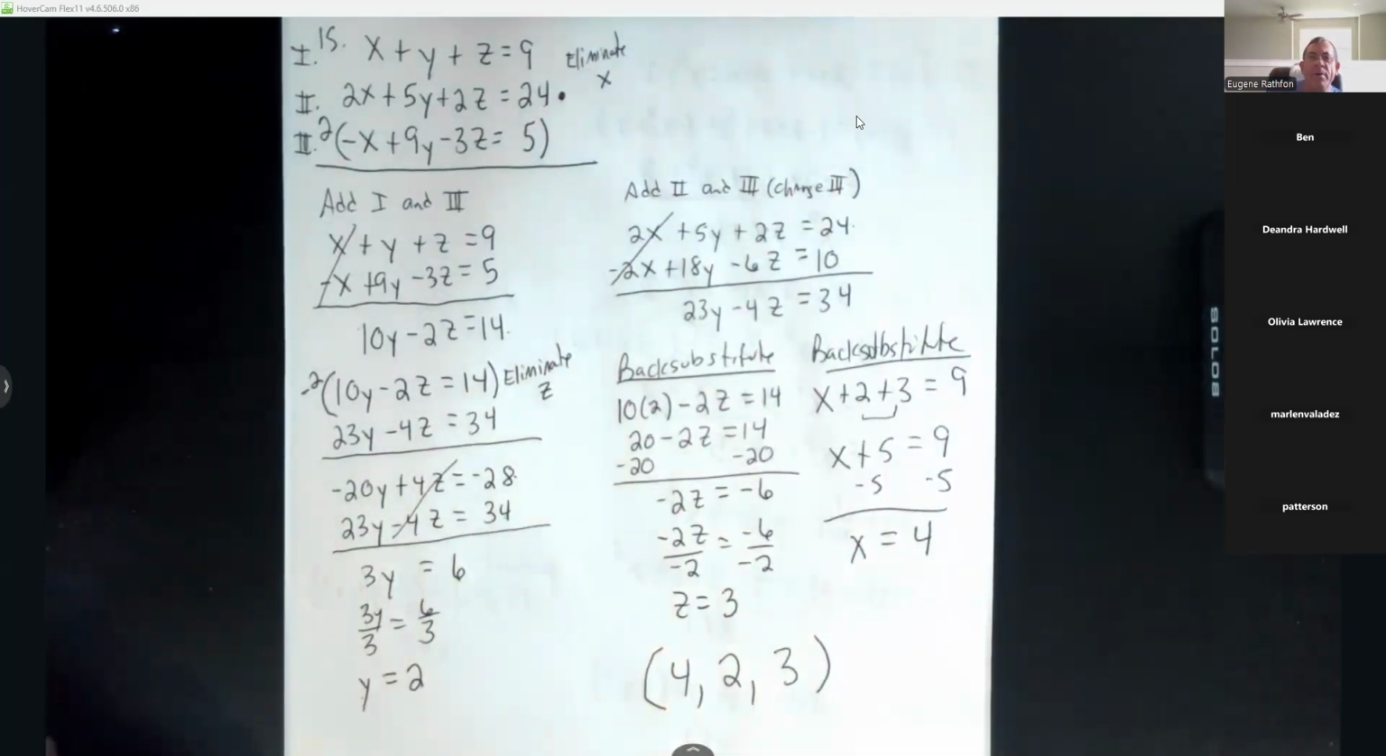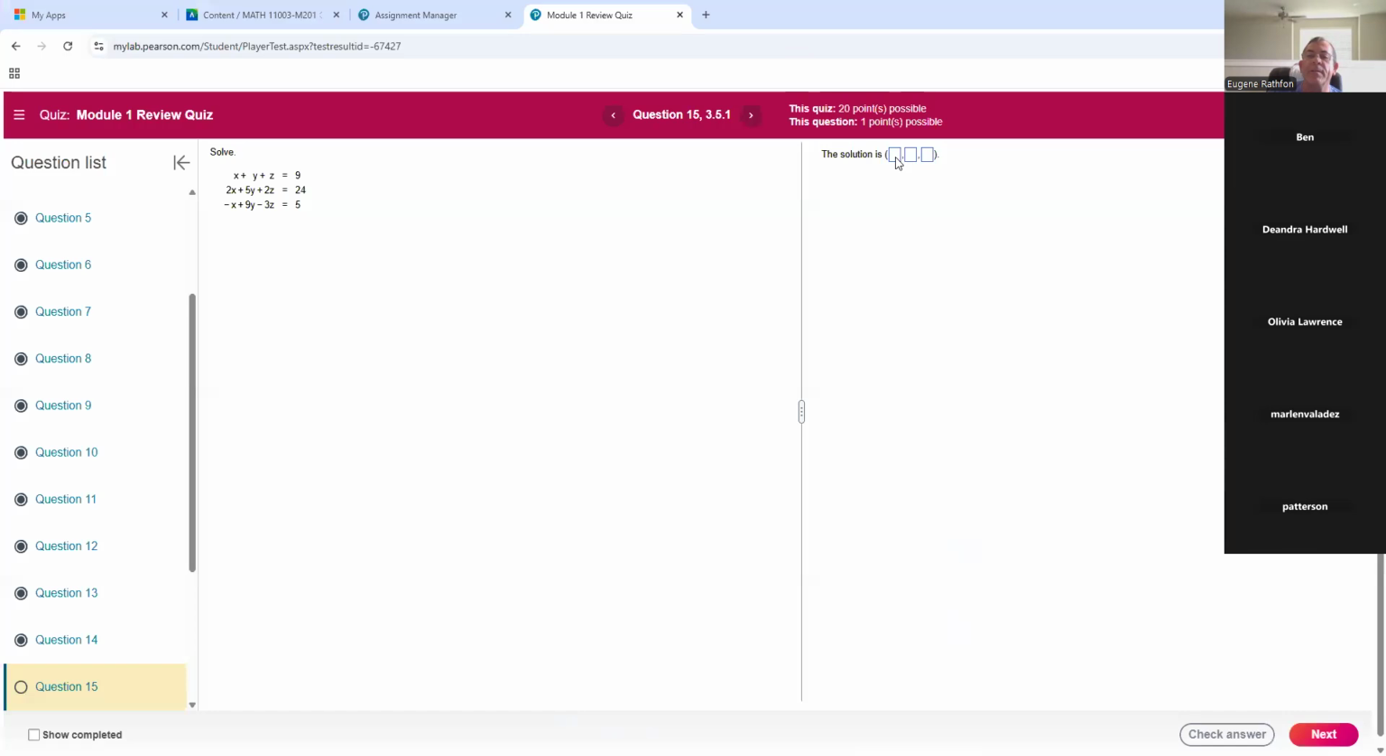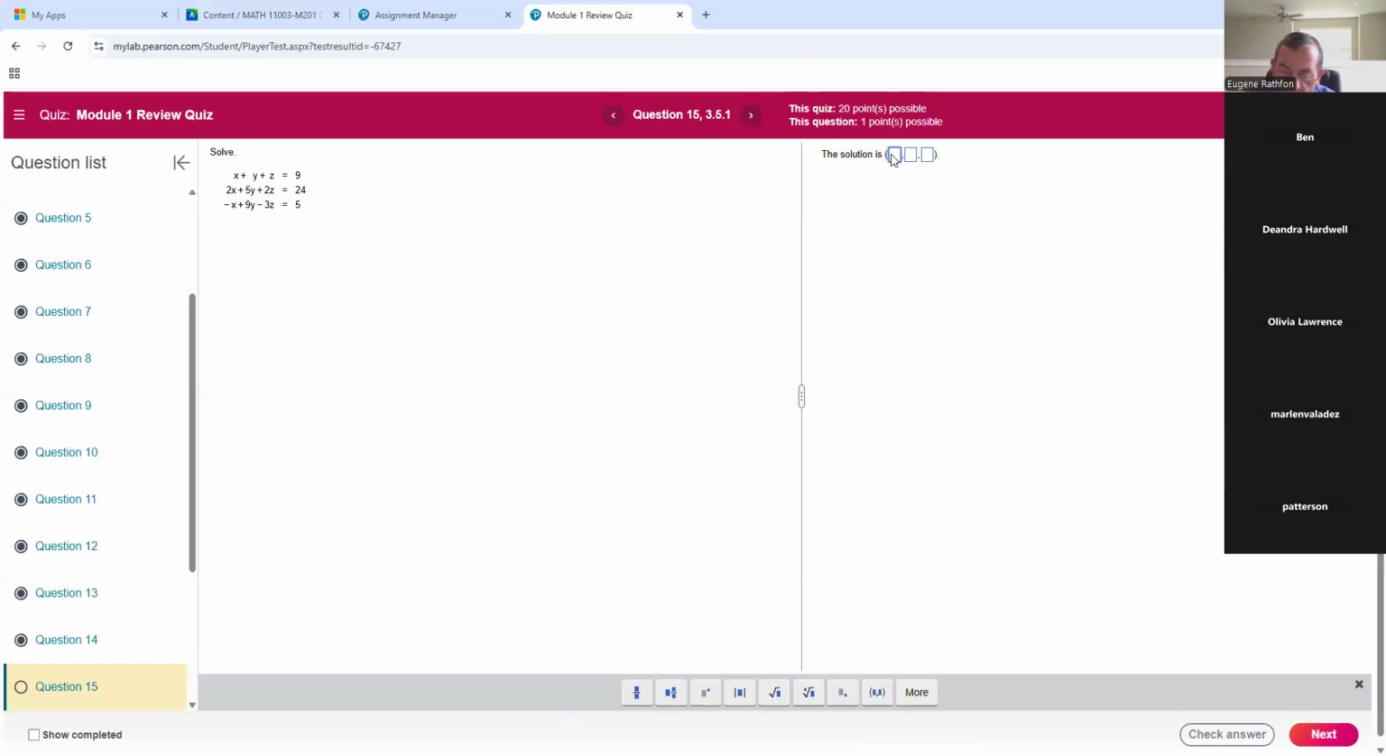And I can't remember, let me see if they give me the parentheses already. So yeah, they're giving us the parentheses. So we're just putting in the numbers. 4, what I get? 2 and 3. All right, y'all put them numbers in and then hit next.